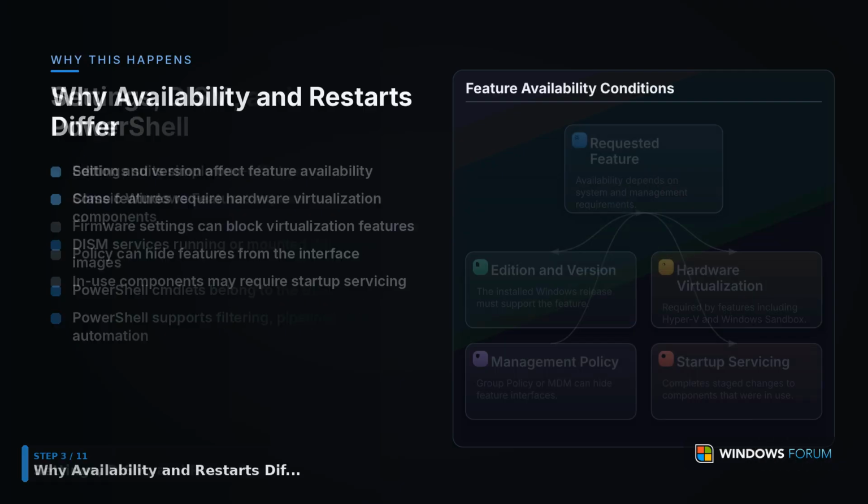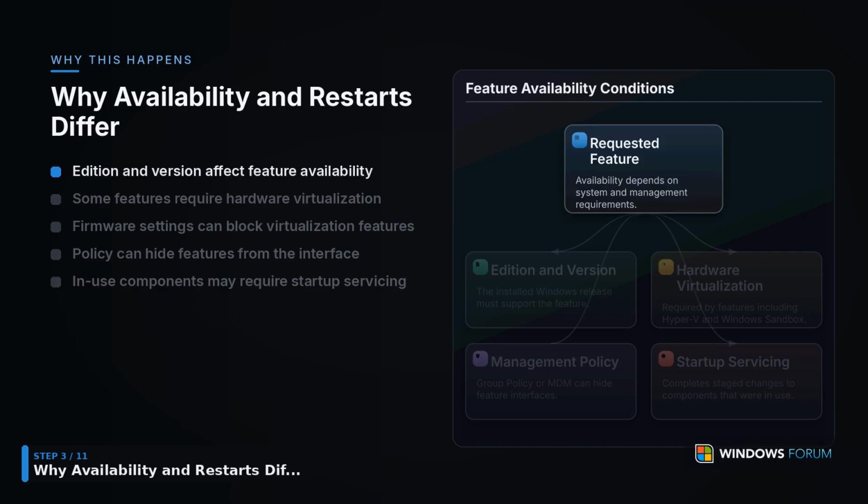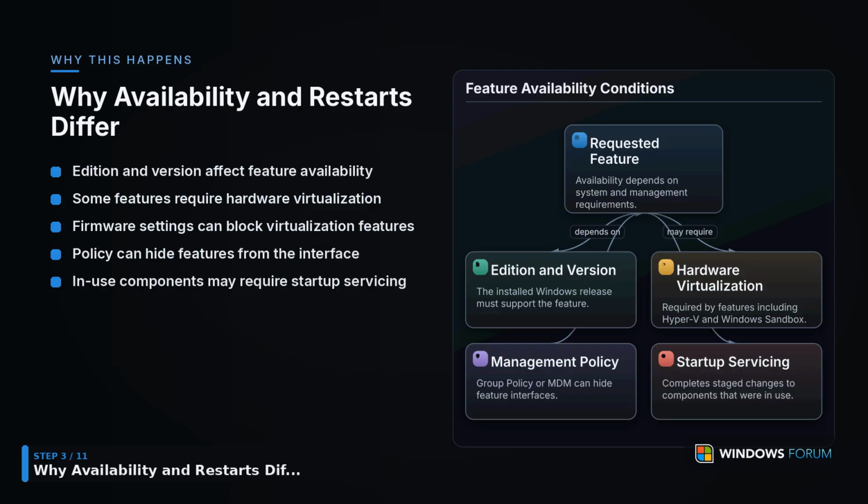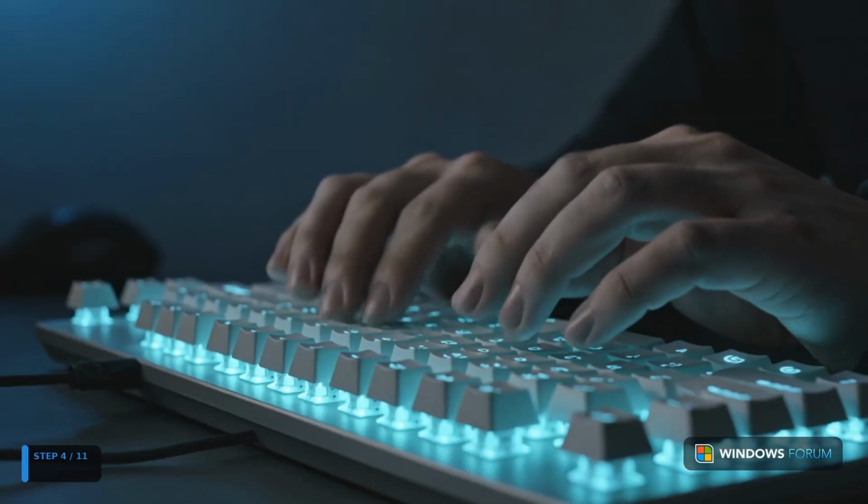A feature can appear on one PC and be unavailable on another because Windows Edition and version are part of its requirements. Hyper-V and Windows Sandbox also need a supported edition and hardware virtualization enabled in firmware. Group Policy or mobile device management can hide a feature from the interface without necessarily disabling the underlying component. When Windows cannot replace files, services, drivers, or registrations currently in use, it stages the change and finishes servicing during the next startup.